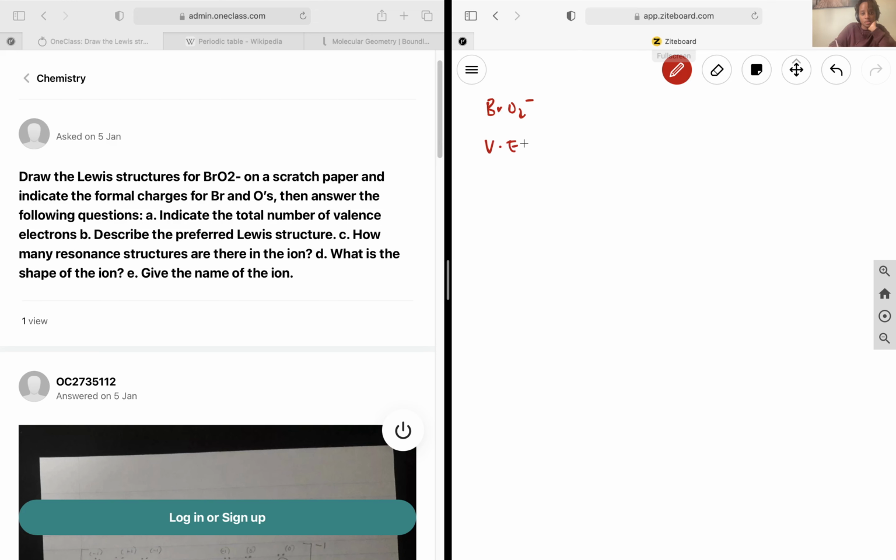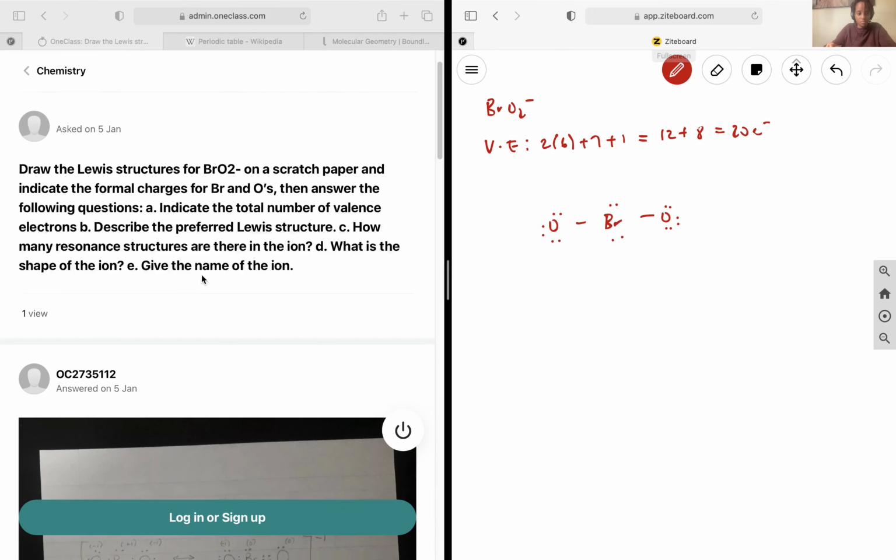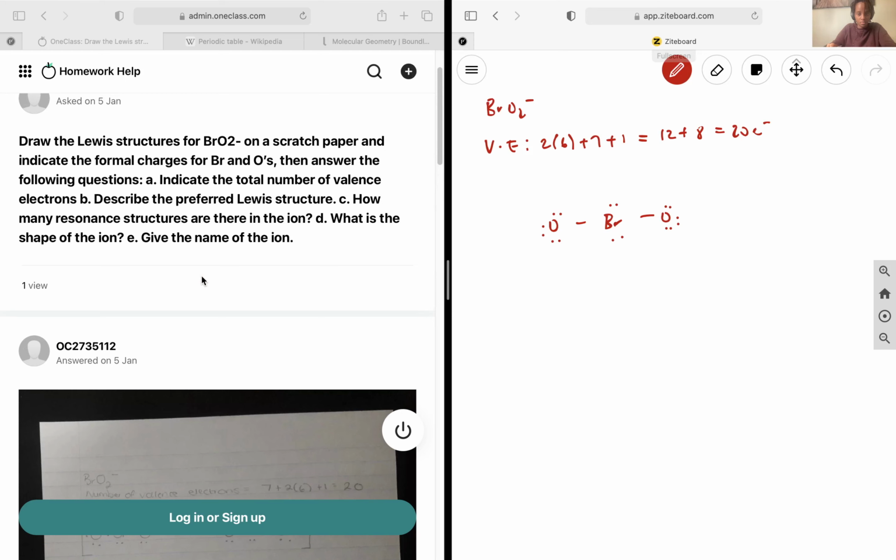And so let's count our valence electrons. We're going to have 2 by 6 plus 7 plus 1. So 12 plus 8. So we have 20 electrons to play with. And so let's start with Br attached to 2 oxygens. And let's fill in both octets. Here we have 2, 4, 6, 8, 10, 12, 14, 16, 18, 20, right? And so now the electrons are all taken care of.